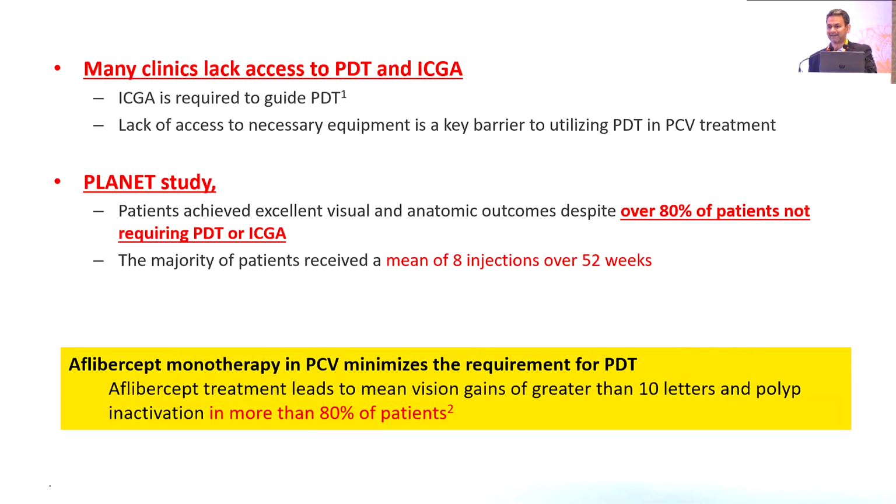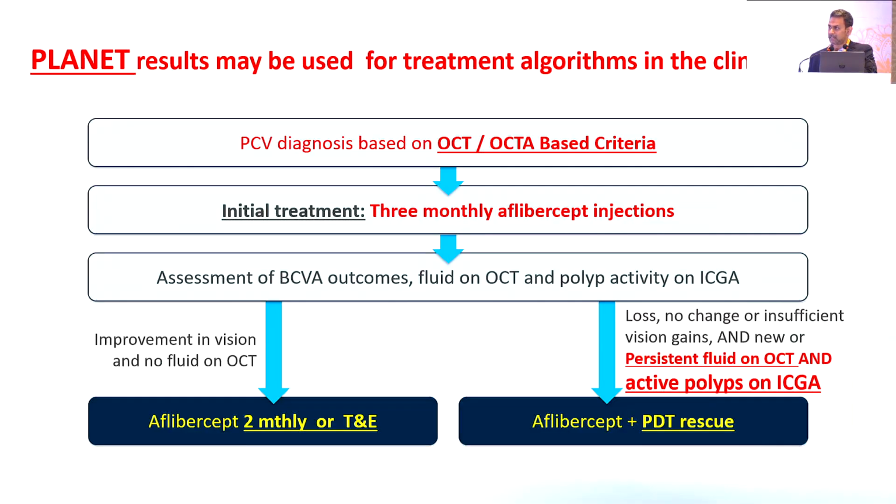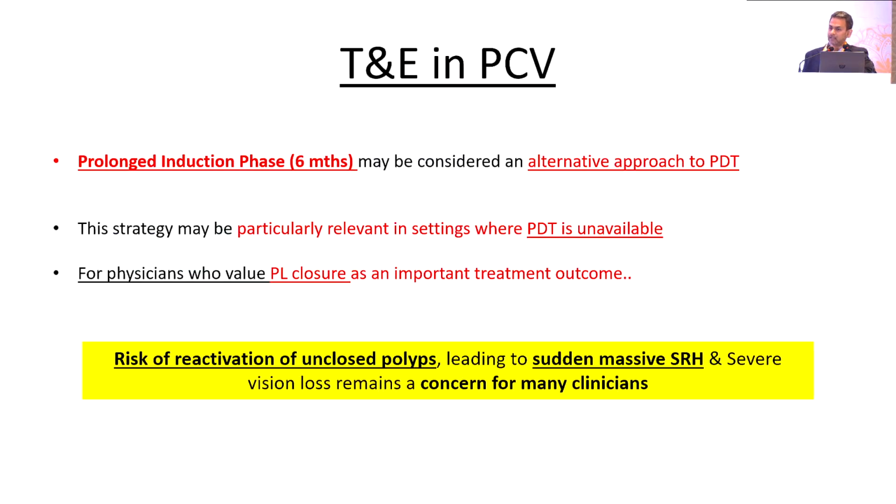Because many clinics lack PDT and ICG for treating PCV, based on OCT and OCTA criteria, monthly injections of one of the newer anti-VEGF agents work better for PCV, based on the PLANET study recommendation. Go ahead with anti-VEGF monotherapy after 3 loading doses. If there is persistent fluid, then go for ICG and consider PDT rescue. But with extended loading doses up to 6 months and a treat and extend regimen, even without PDT, there are good polyp closure rates with any of the newer anti-VEGF agents, including faricimab, brolucizumab, or aflibercept.